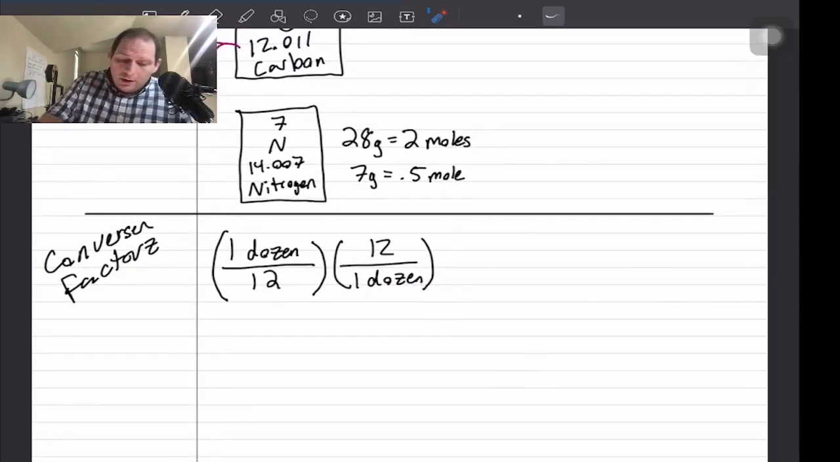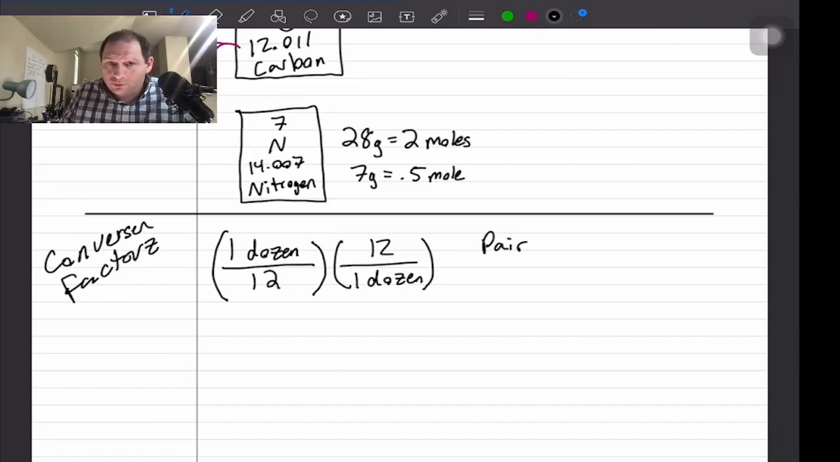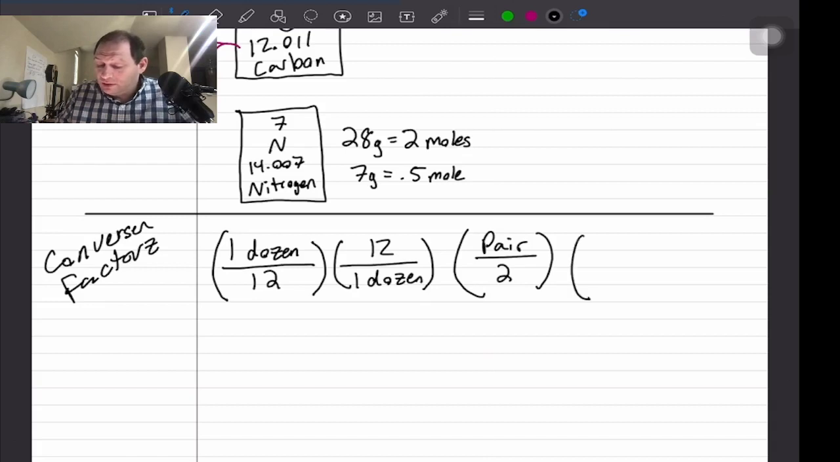If we have a pair of something, it equals 2. So you argue that equals also 1. 2 over a pair also equals 1.